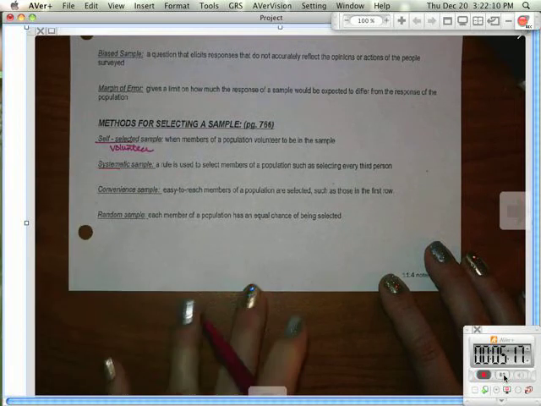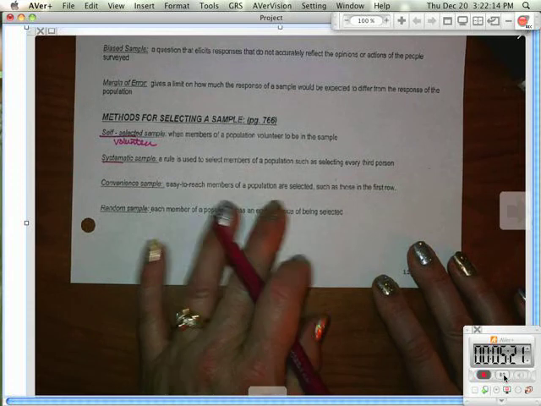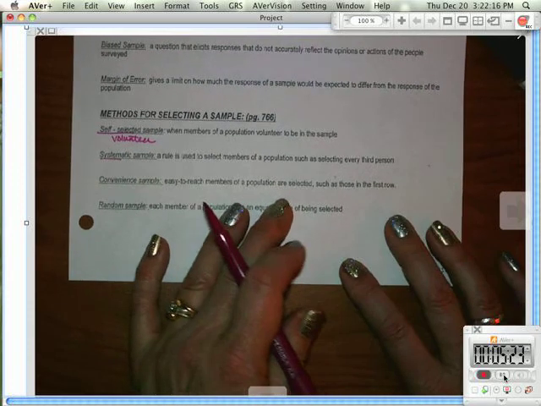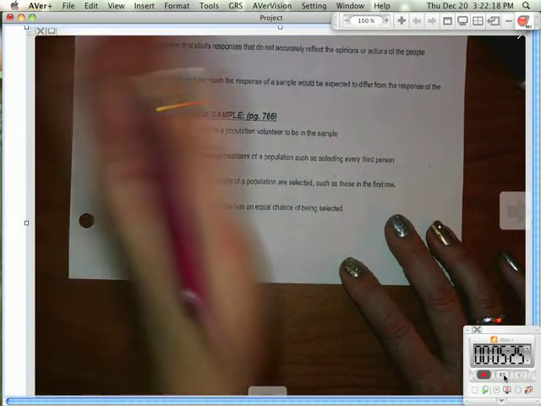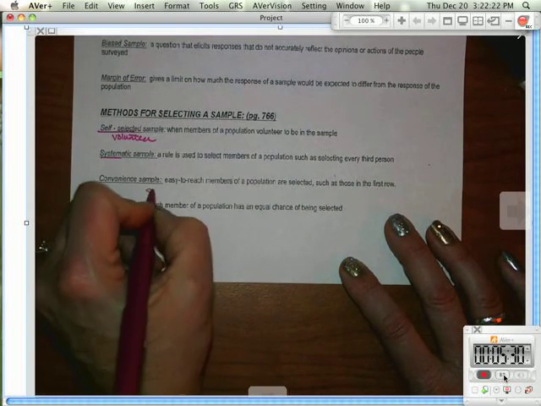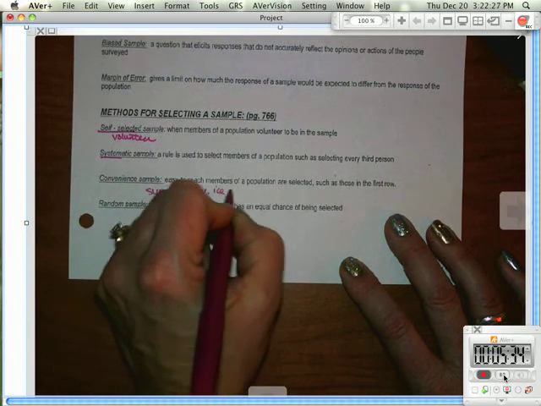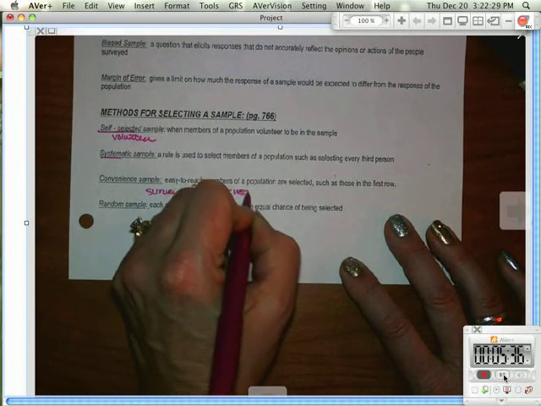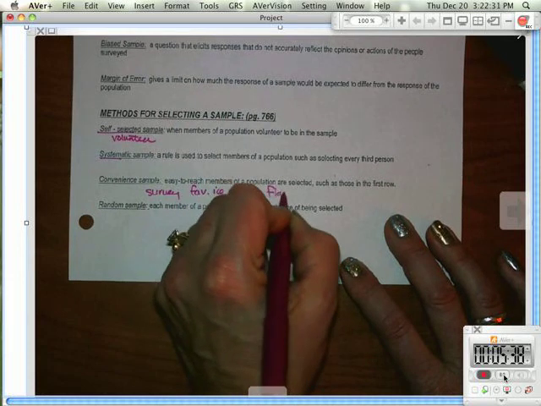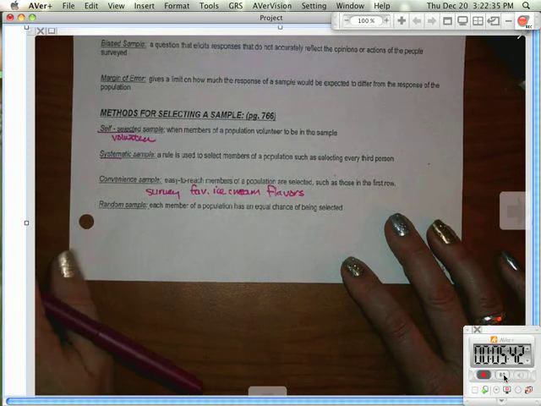A convenient sample is when easy-to-reach members of a population are selected, such as those in the first row. Okay, those in the first row. I ask you a bunch of questions. That's convenience. Or if you want to survey favorite ice cream flavors, and you go to an ice cream store and ask people, well, that's just convenient because you know they like ice cream already. And so it's a convenient way to survey.